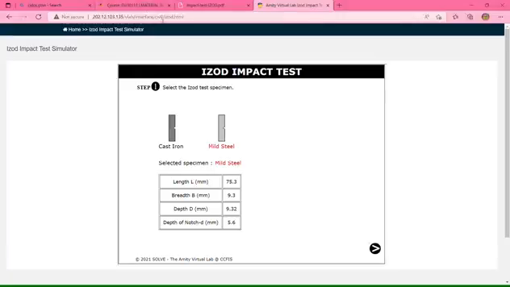For mild steel, the length L is 75.3 millimeter and breadth B is 9.3 millimeter. Depth D is 9.32 millimeter, and lastly, depth of notch D is 5.6 millimeter.